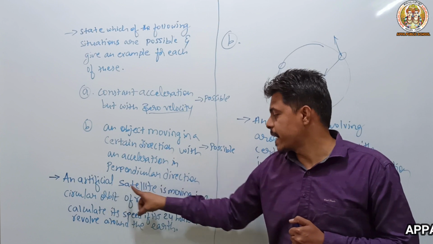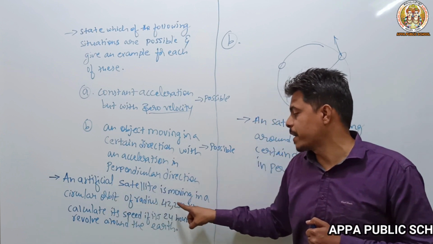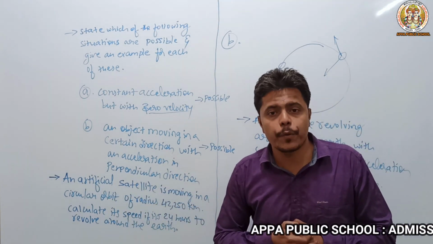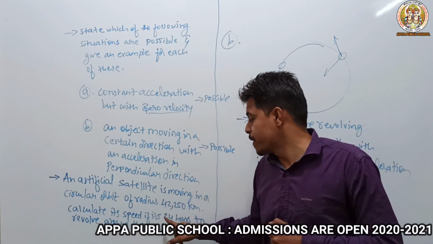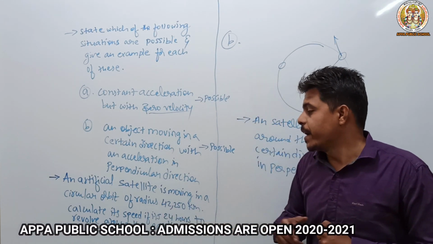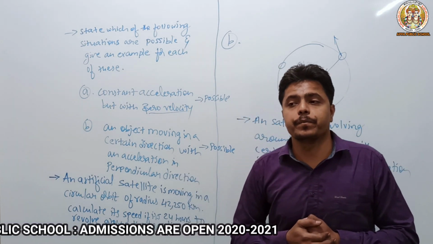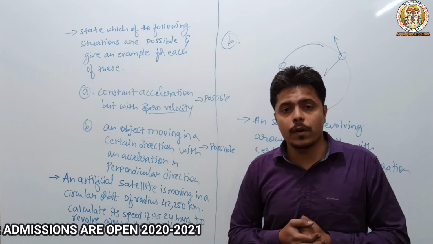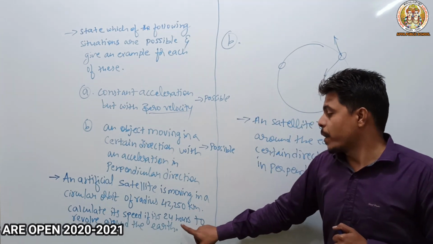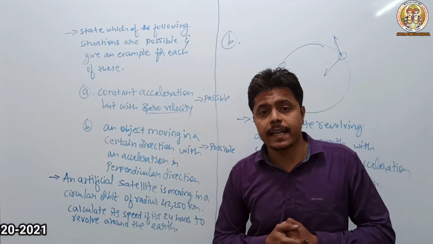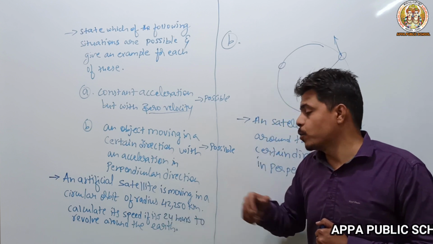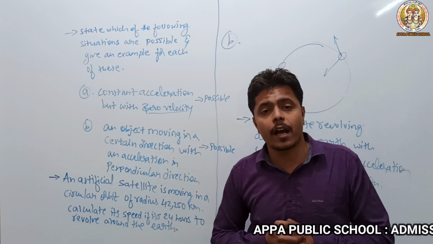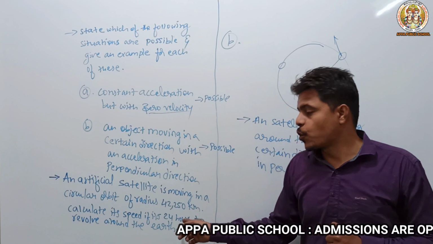An artificial satellite is moving in a circular orbit of radius 42,250 kilometer. Calculate its speed if it takes 24 hours to revolve around the earth. So we are going to calculate the velocity of the satellite by using the formula v equals 2 pi r by t. Let's go with this solution.